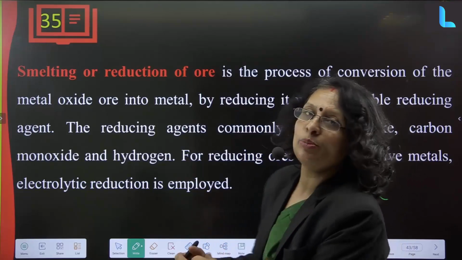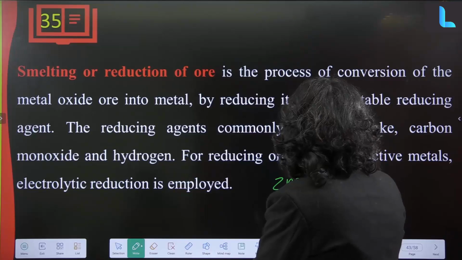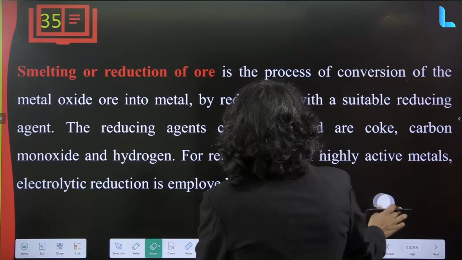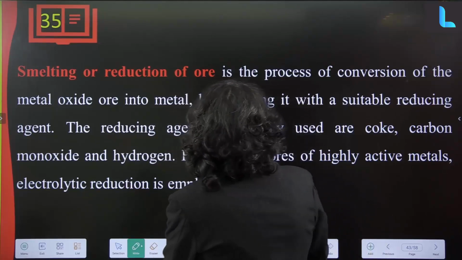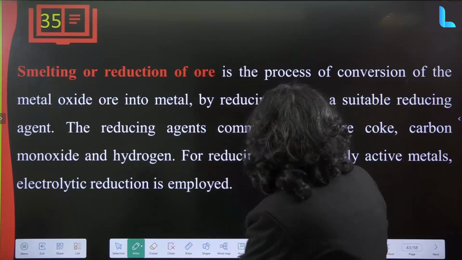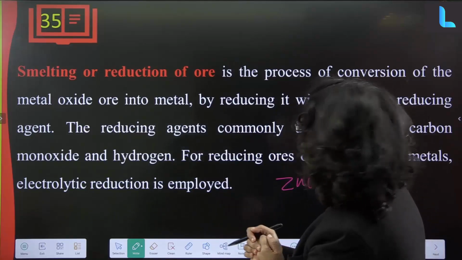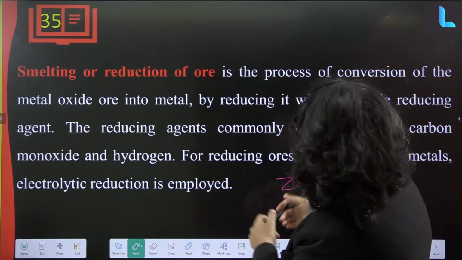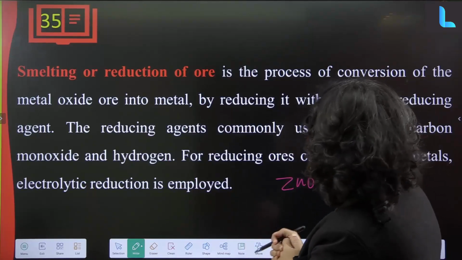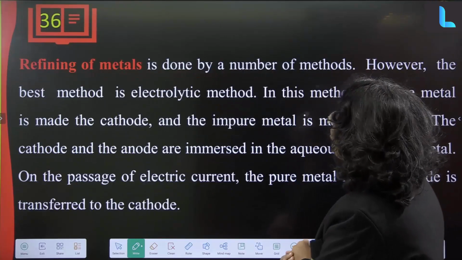Now after this, melting will be done, and the oxide ores will be converted to metal using a suitable reducing agent. You can see the suitable reducing agent will be carbon or a form of carbon. Coke is also a form of carbon. The reducing agents commonly used are coke, carbon dioxide, carbon monoxide, hydrogen. For reducing highly active metals, electrolytic reduction is also employed.